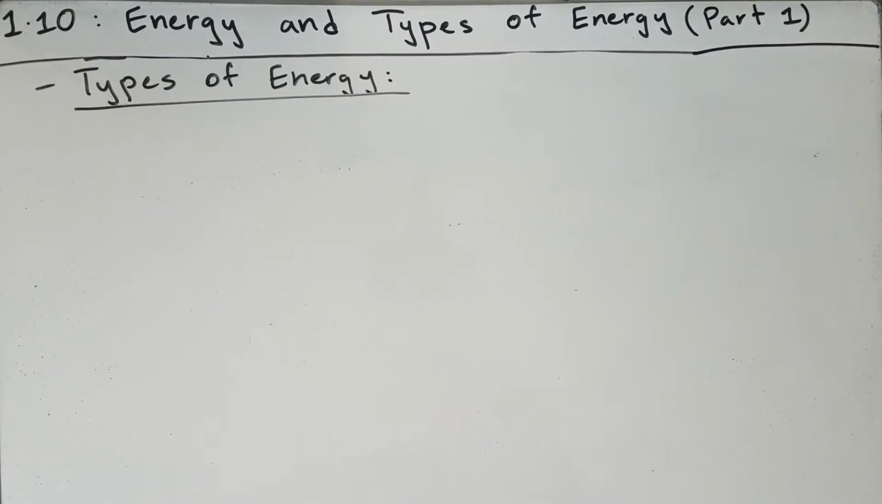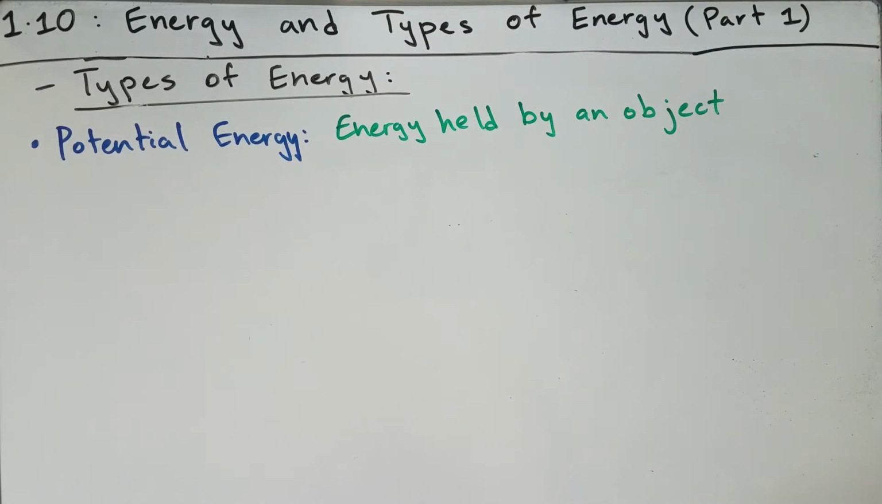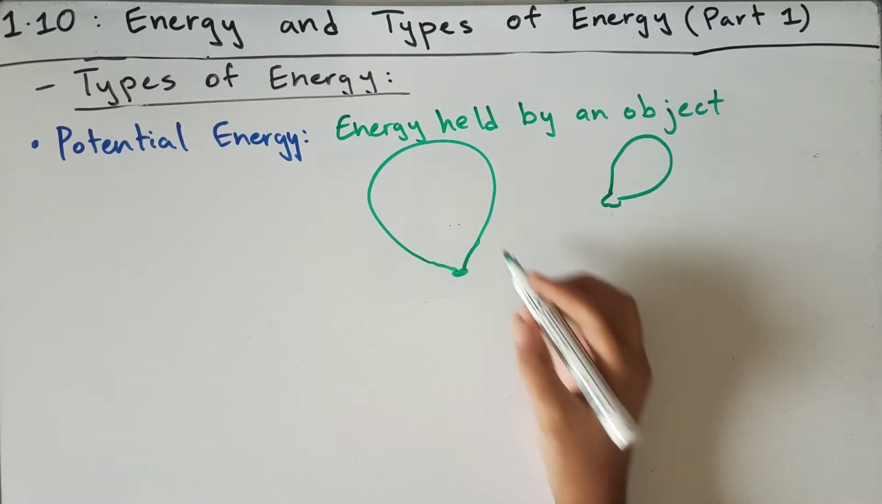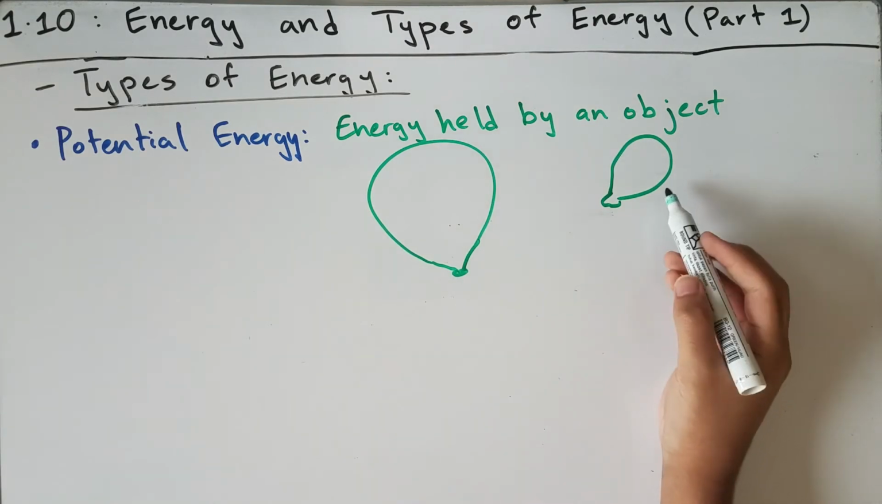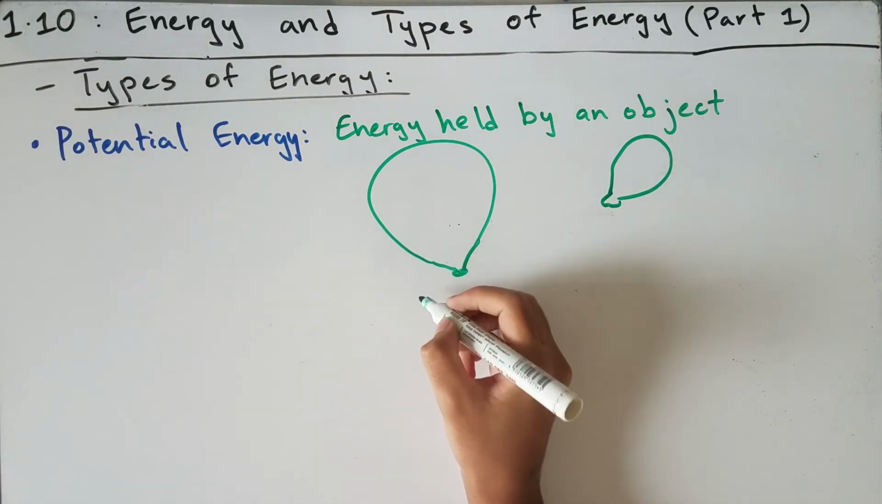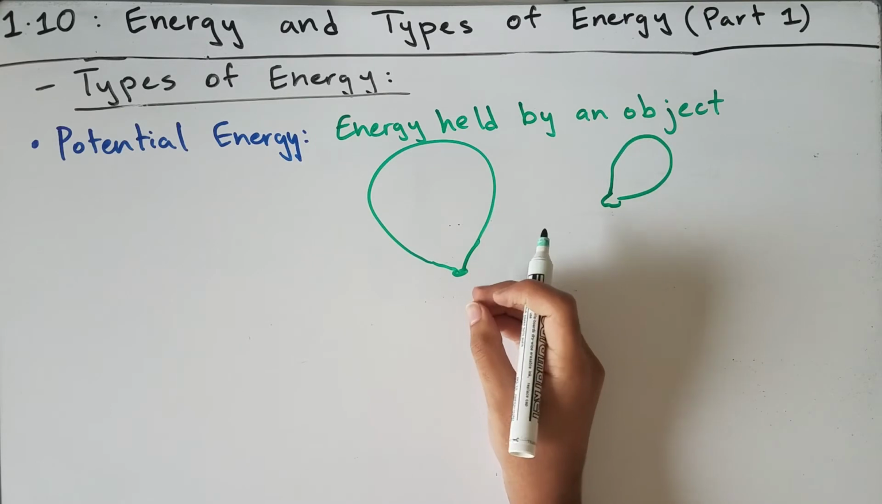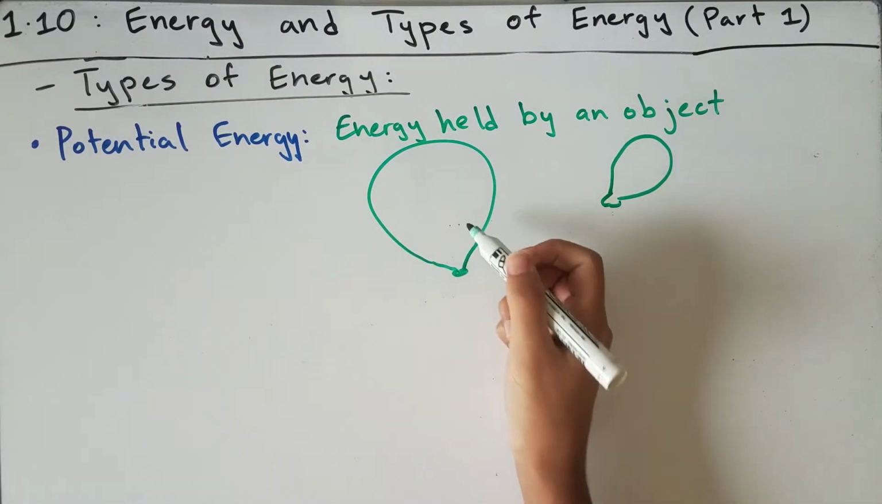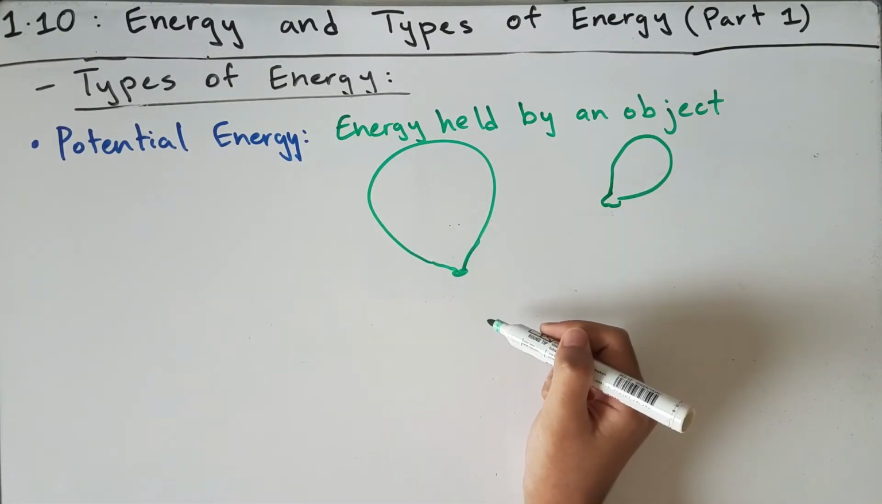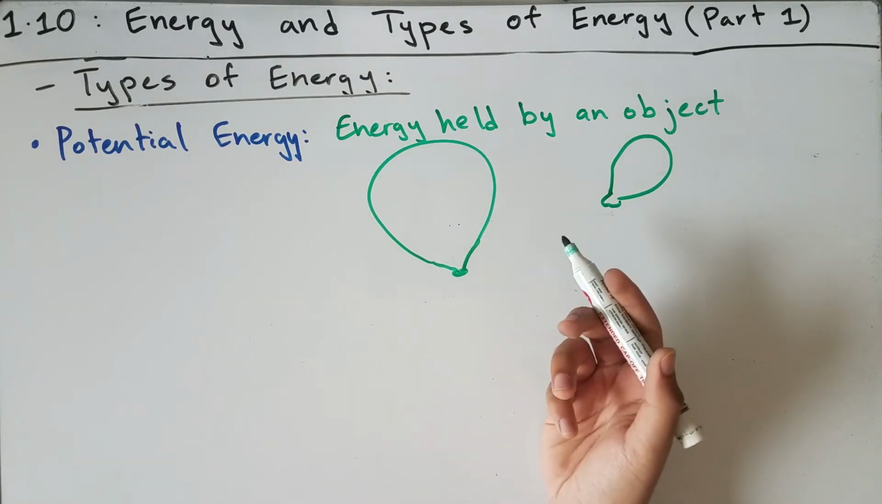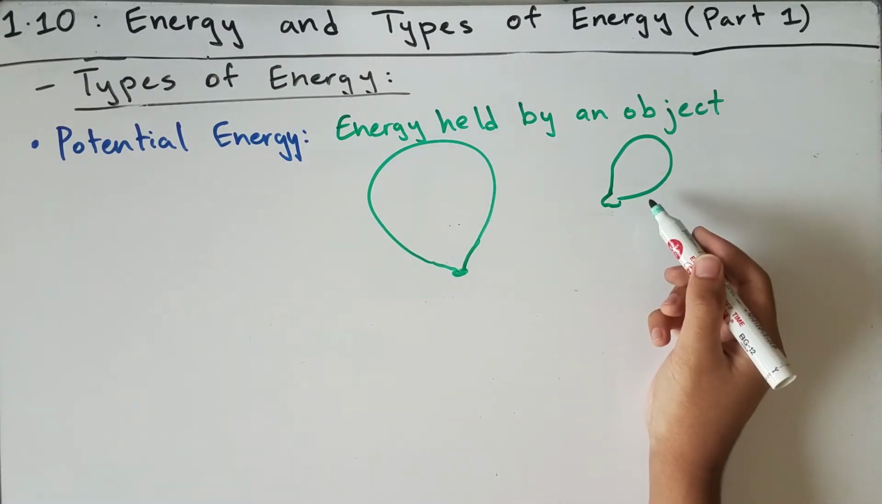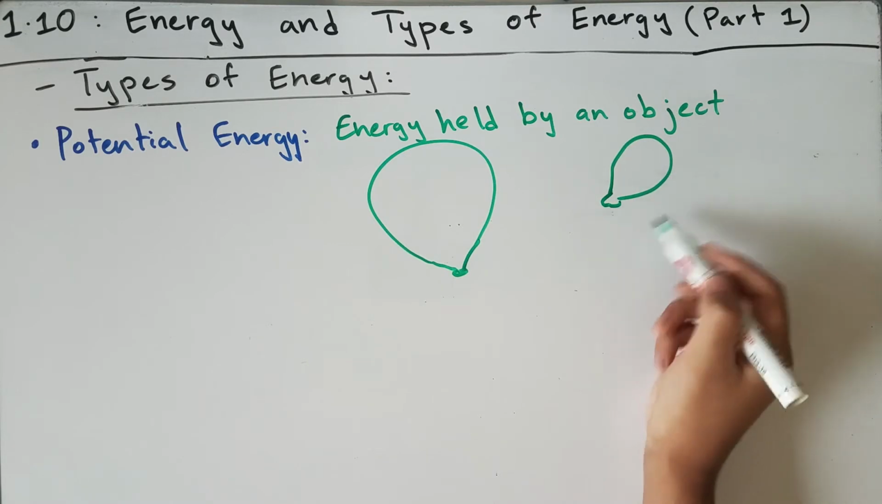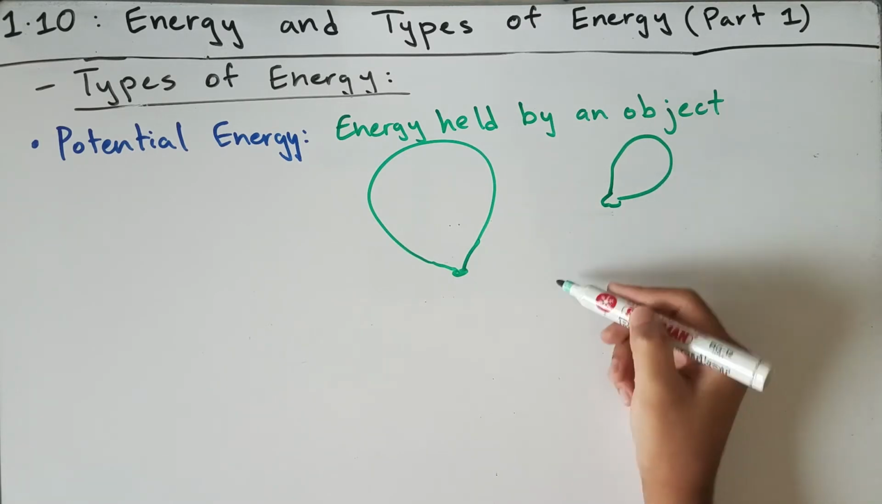Now let's talk about the different types of energy. The first type of energy is potential energy. Potential energy is energy held by an object relative to other objects. So if you have two balloons in which one of them is inflated with air and one of them has no air inside, then this one has more potential energy because it has the potential to burst out all of the air, and then that balloon would transfer all of that potential energy into a different type of energy, like kinetic energy. While this balloon doesn't have much potential energy because it's just going to remain and it won't burst out air like this one.